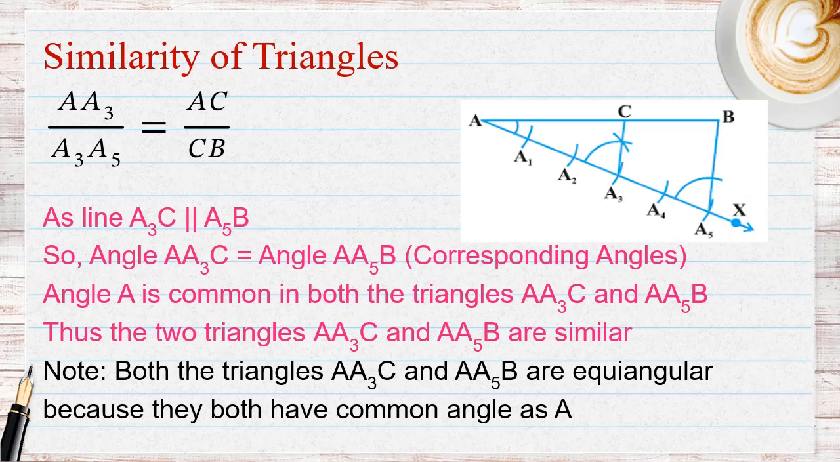Now, the line A3C is parallel to A5B, isn't it? So, angle AA3C equals angle AA5B, forming a pair of corresponding angles. And angle A is common in both the triangles AA3C and AA5B. Thus, the two triangles AA3C and AA5B are similar. Now, note, both the triangles AA3C and AA5B are equiangular because they both have common angle A.